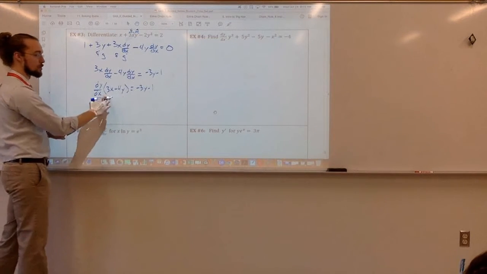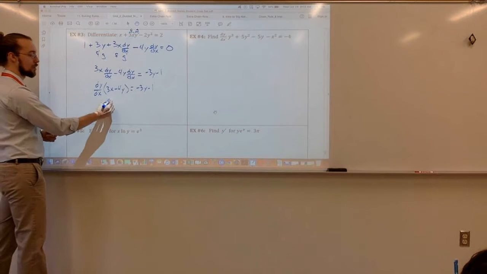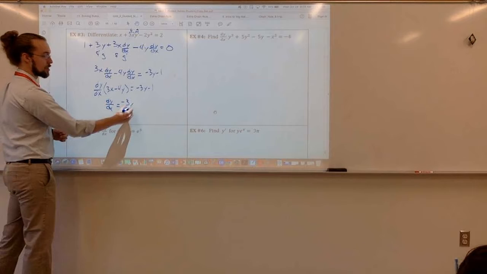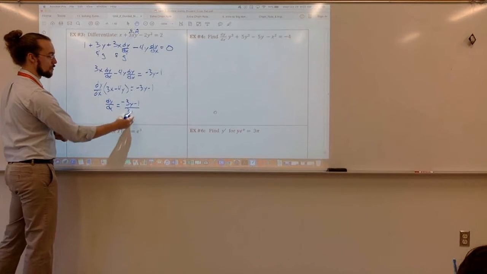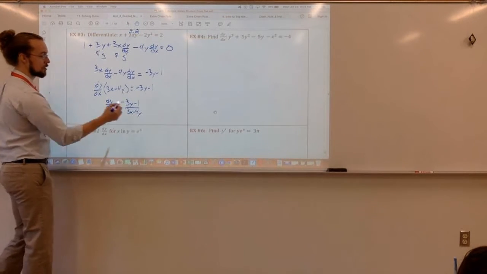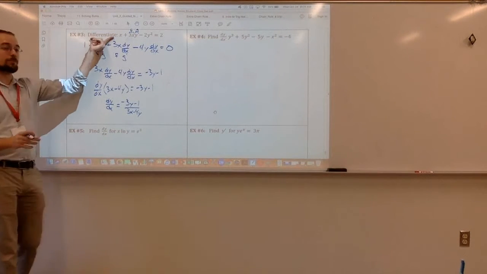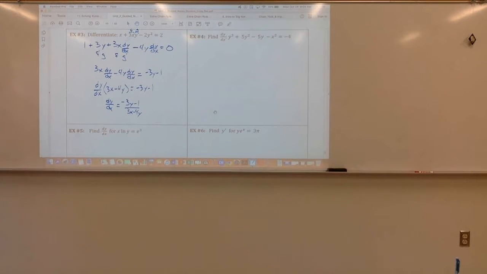Then we would divide both sides by the 3x minus 4y. We get dy/dx equals negative (3y minus 1) over (3x minus 4y). So we can just leave it like that, right? Yep, that's our answer. And in this problem, that is the final answer because we just wanted the derivative. It did not ask us for the derivative at a specific value.